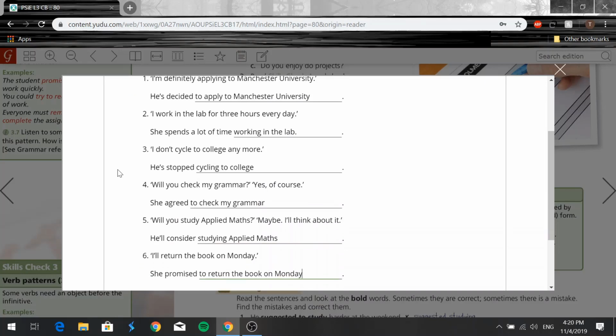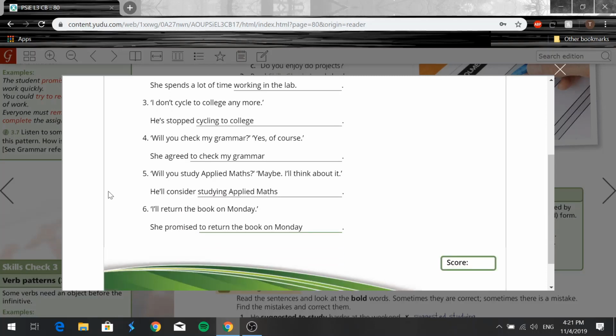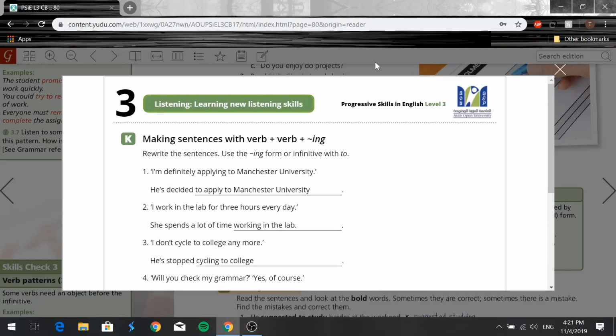2. I work in the lab for 3 hours every day. She spends a lot of time working in the lab. I don't cycle to college anymore. He stopped cycling to college. Will you check my grammar? Yes, of course. So she agreed to check my grammar. Will you study applied math? Maybe. I'll think about it. He'll consider studying applied math. I'll return the book on Monday. She promised to return the book on Monday. Okay, so that was exercise K, adding either ing form or infinitive with to.